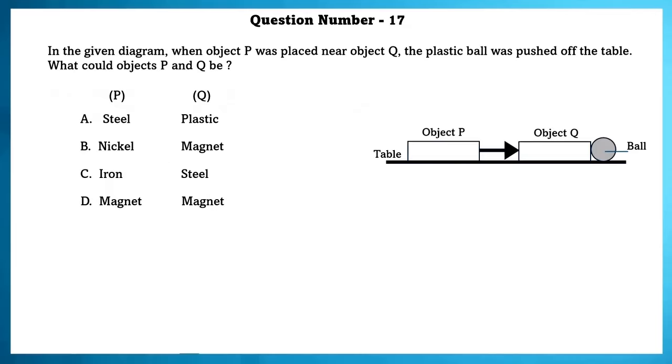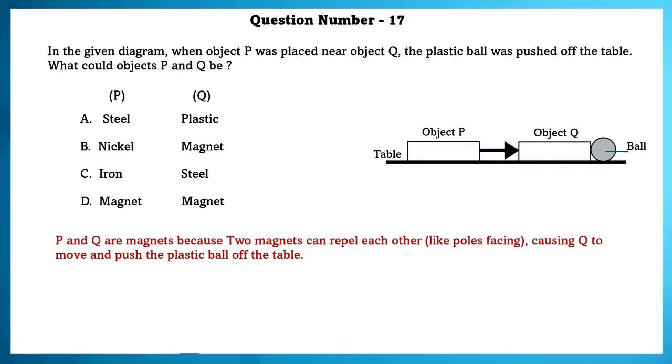Question number 17. In the given diagram, when object P was placed near object Q, the plastic ball was pushed off the table. What could objects P and Q be? P and Q are magnets because two magnets can repel each other, like poles facing each other, causing Q to move and push the plastic ball off the table.